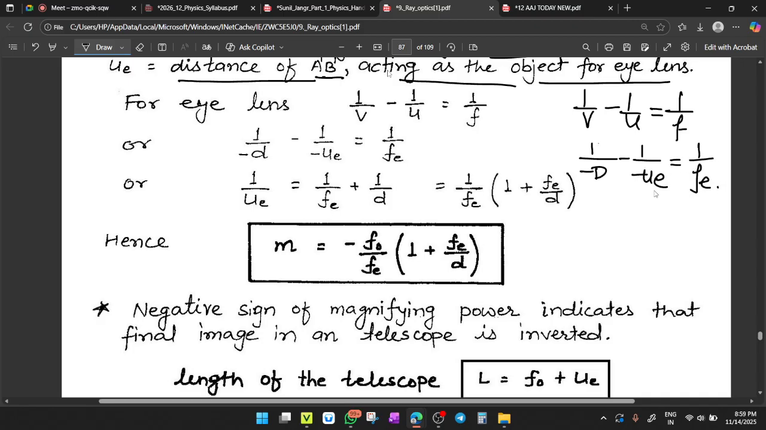Focal length of a convex lens is positive. Now minus minus becomes positive. So 1 upon minus D. Find the value of 1 upon UE. So 1 upon UE equals 1 upon FE plus 1 upon D. Clear? You will have the value 1 upon UE equals 1 upon FE plus 1 upon D.